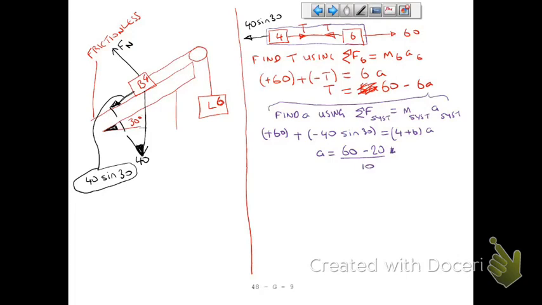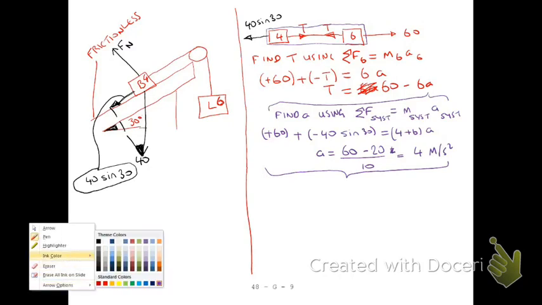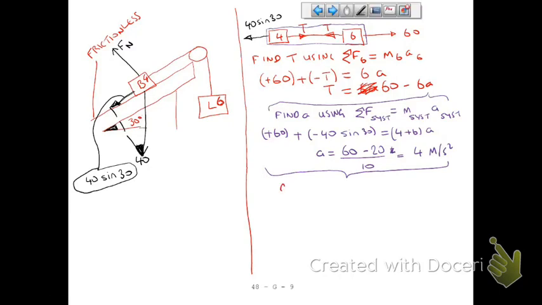4 plus 6 makes 10. So that's going to be 60 minus 20 is equal to 10a. So a equals 60 minus 20 over 10, which is 4 meters per second squared. And just for form's sake, we'll say a4 equals a6 equals a system, just so we know.